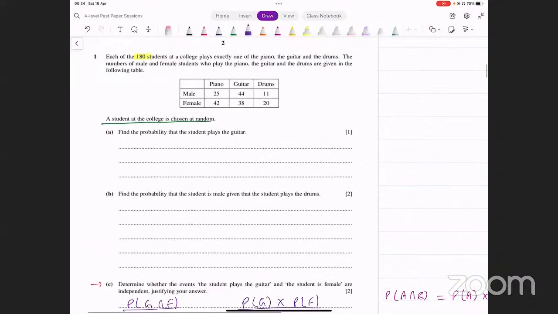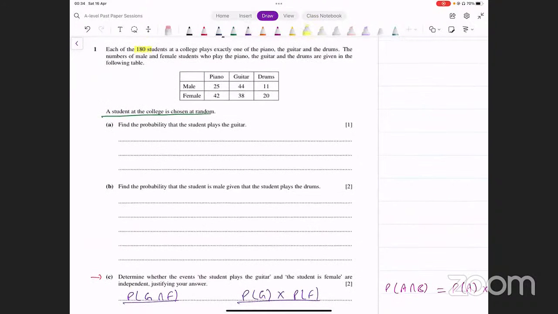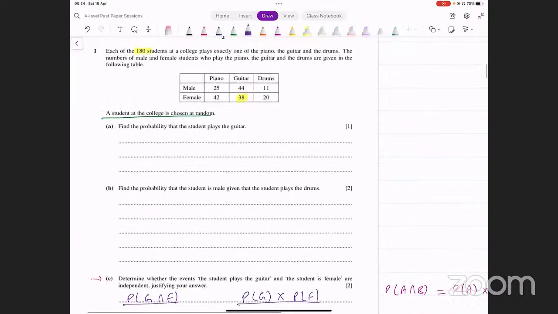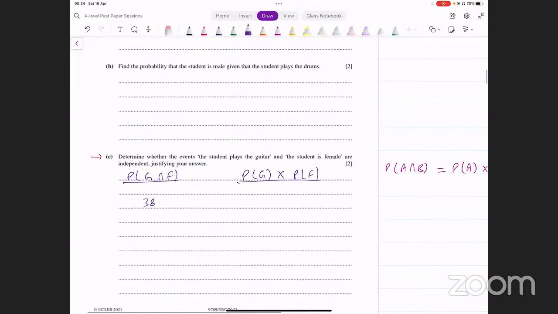What about probability of G intersection F? When information is given in a table, it's always easier to look at the table and do these probability calculations directly from the table. For example, what is the intersection of guitar and female here? That's this 38. 38 over 180, that's this probability. Out of the total, that total was 180.